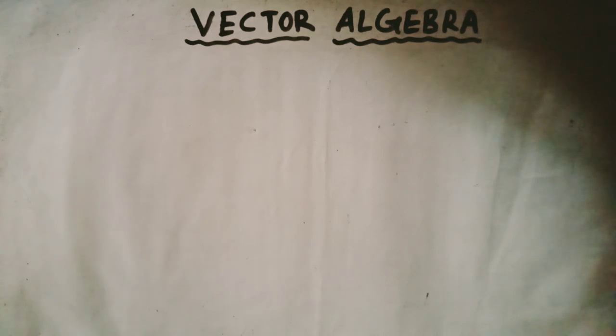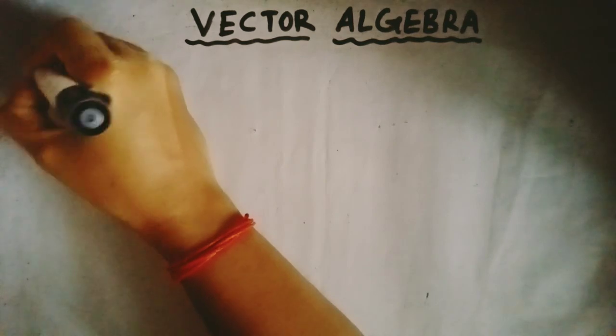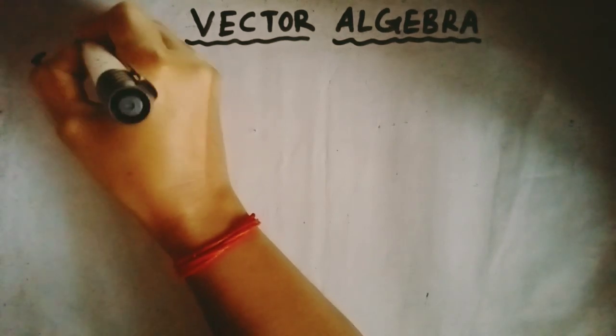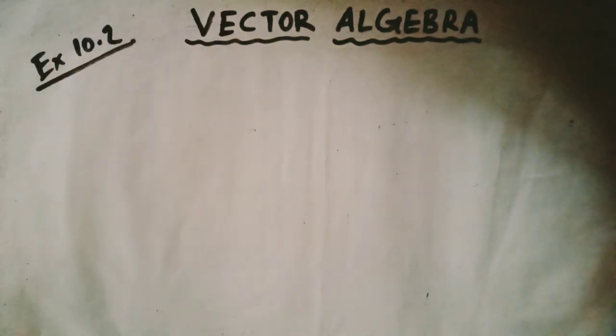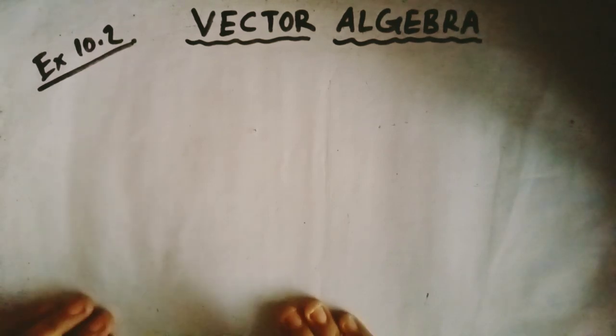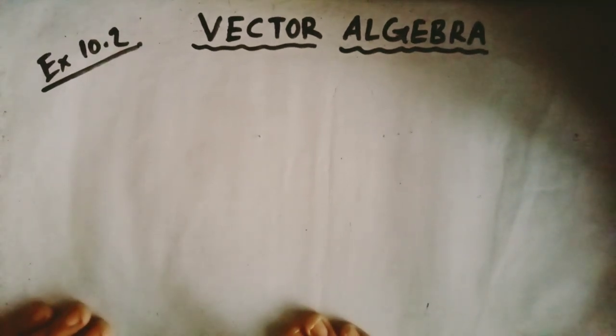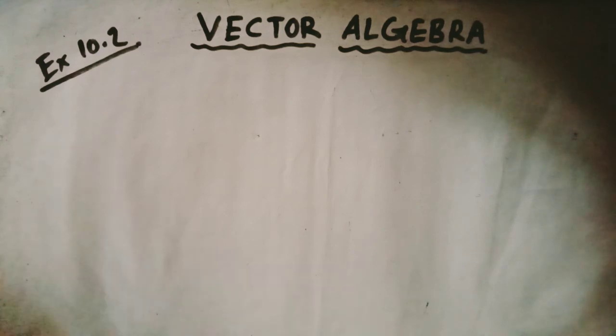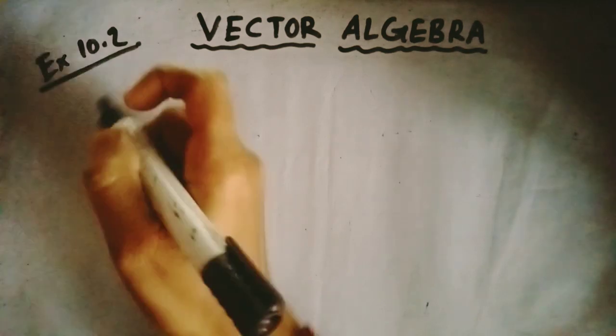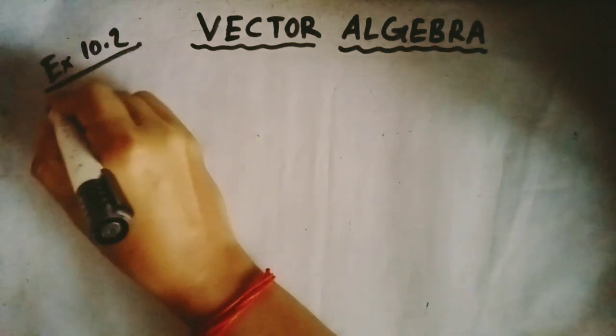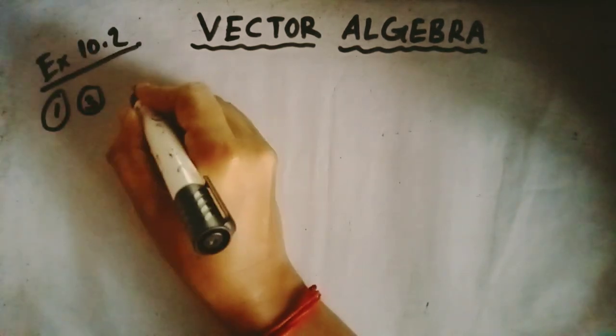Hello students. So today we are going to solve exercise 10.2. Some of the questions I'll solve here. Most of them are very easy. The first question is you have to compute the magnitude of the following vectors. Magnitude means you have to find the mod. I'll take the third example.